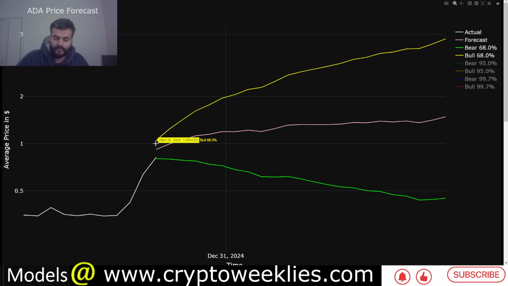The bull case scenario for ADA is between $1.05 and $4.67 between now and end of April 2025. Similarly, if the market were to throw a bear case, then the bear case scenario forecasted by the model is between 45 cents and about 80 cents between now and April.